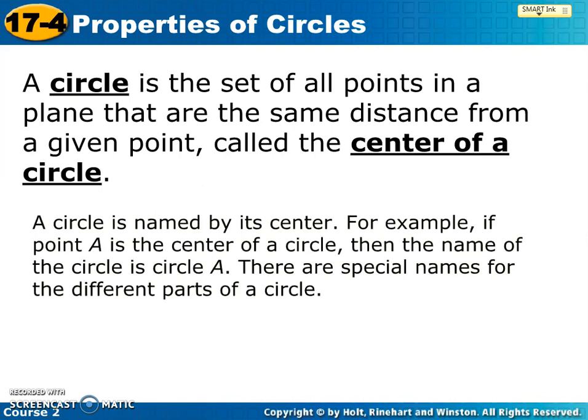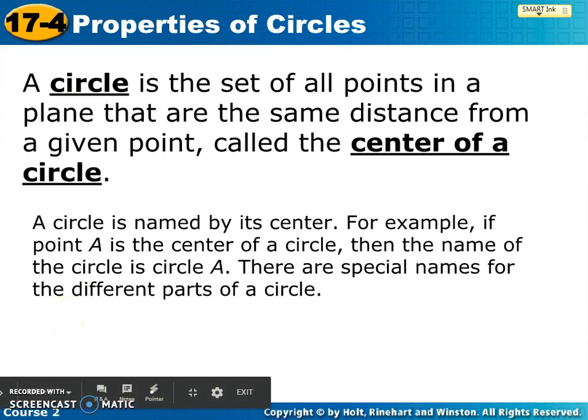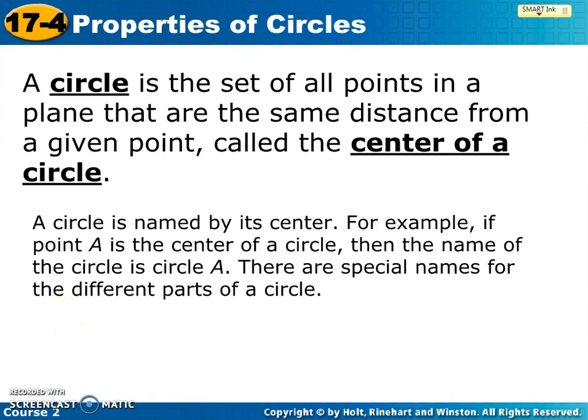All right, here's just a side note. You don't have to write down this bottom portion, but a circle is named by its center. For example, if point A is the point in the middle of a circle, then we call that circle A. There are special names for parts of a circle, but we name a circle by its middle point.